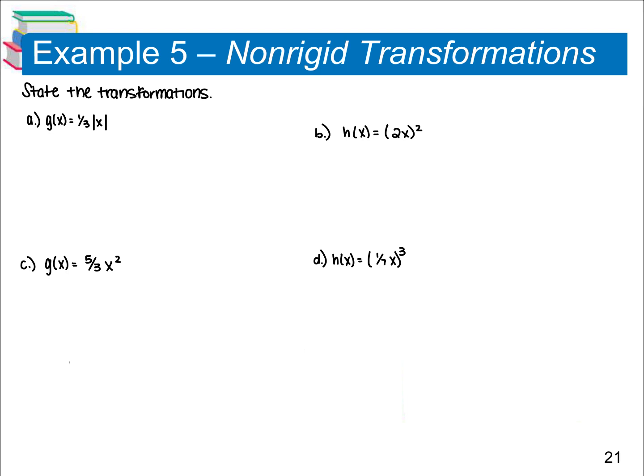If we look at our example 5, it tells you to state the transformations. For A, we're given g of x is equal to 1/3 times the absolute value of x. That 1/3 is in front of the absolute value, so we don't need to do anything with it. The 1/3 is less than 1, so that means we have a vertical shrink by a factor of 1/3.